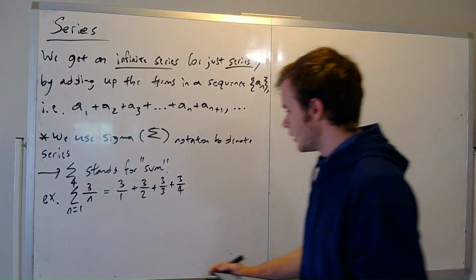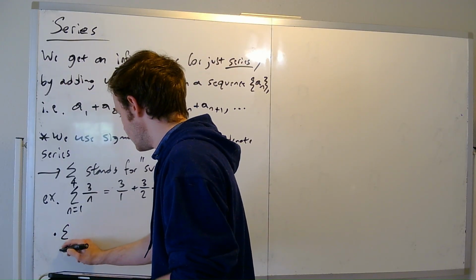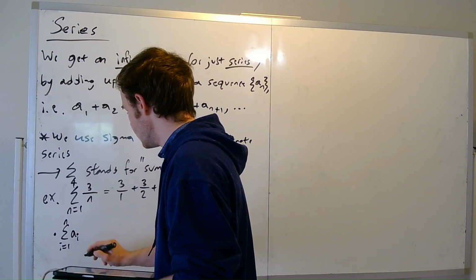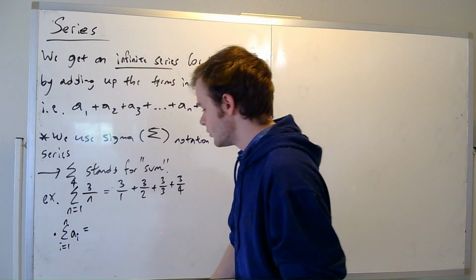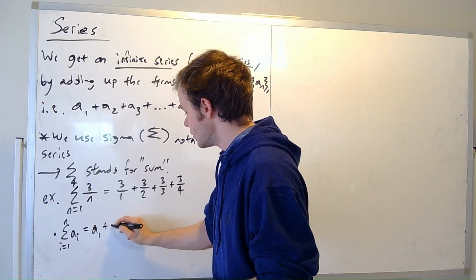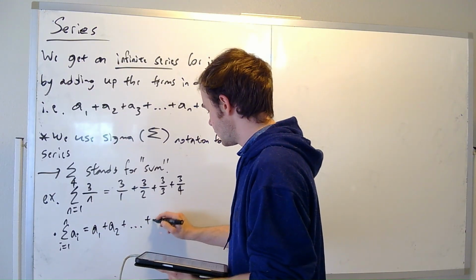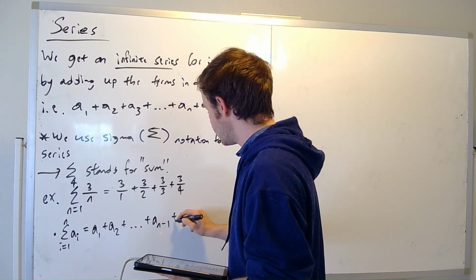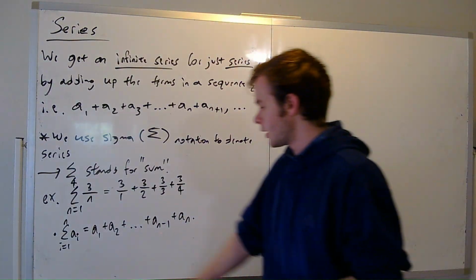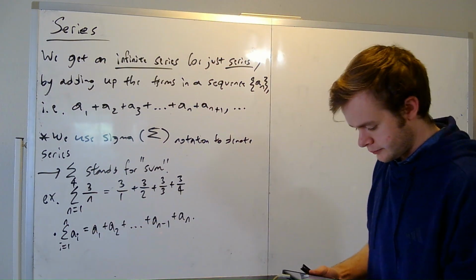Okay. And let's say alternatively we have the sum from i equals 1 to n of a_i. Then what this means is we're going from i equals 1 to n, so we're just going to have a1 plus a2 plus dot dot dot plus a_(n-1) plus a_n. Right, so this notation just means we're adding together all of these things from i equals 1 to n.